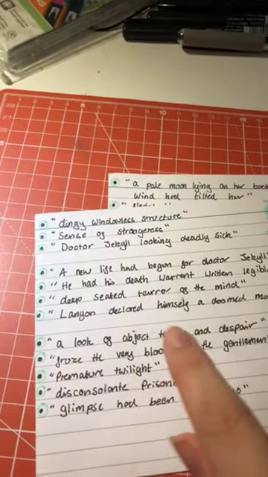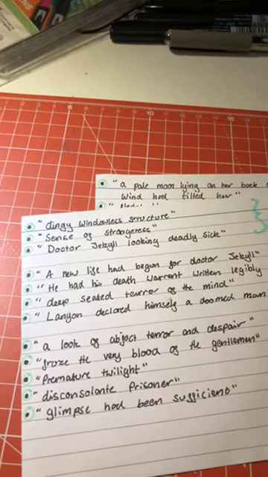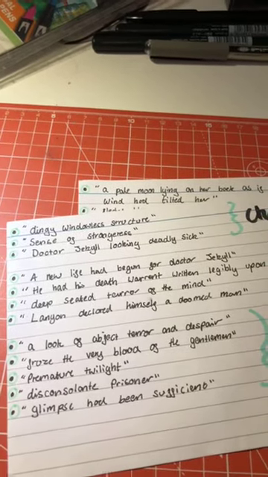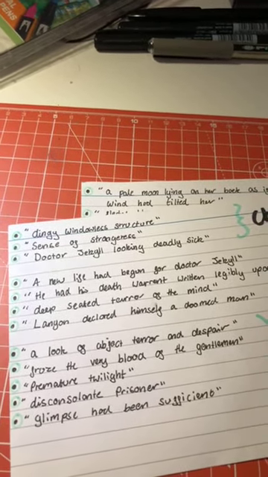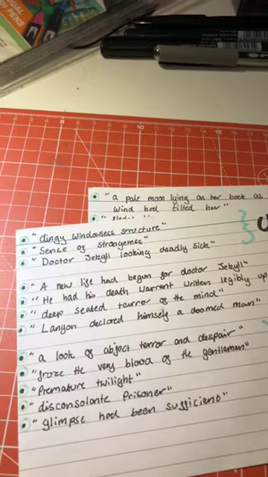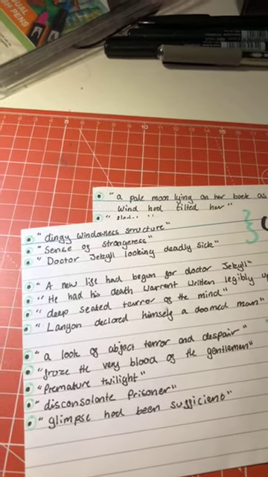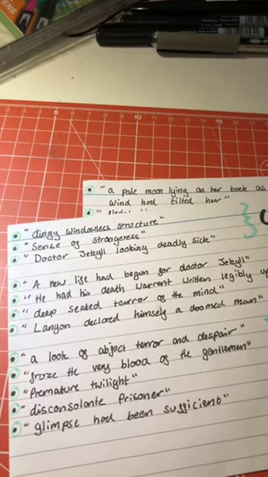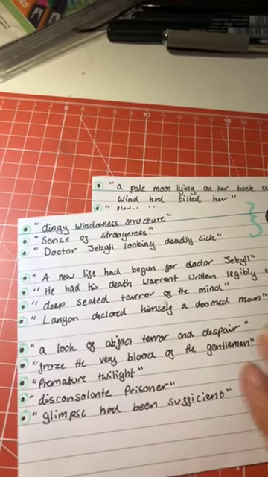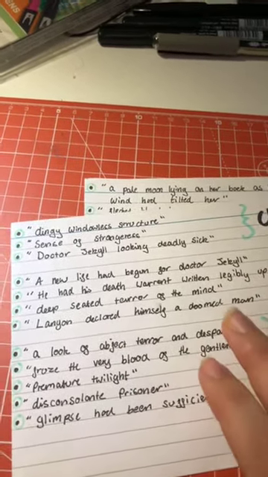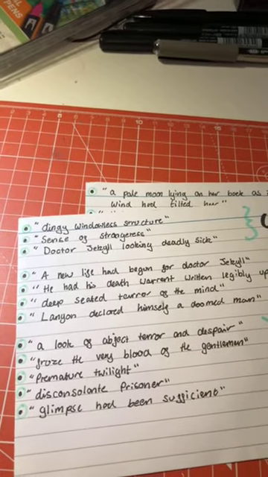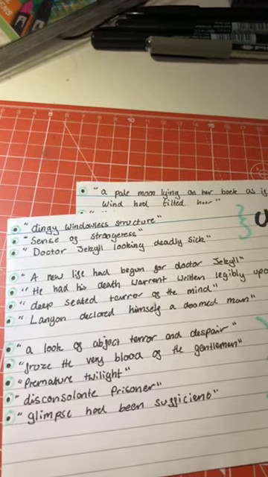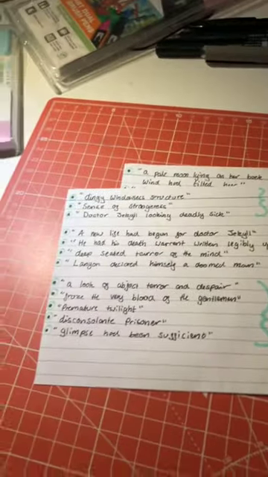Same with deep-seated terror of the mind. It just shows that seeing this transformation has affected Lanyon so much that in his mind, on a mental level, he is terrified. He's just unnerved. He can't deal with it. And then same thing with Lanyon declared himself a doomed man. These are all just really good quotes if you want to talk about how much the transformation affected Lanyon before his death.